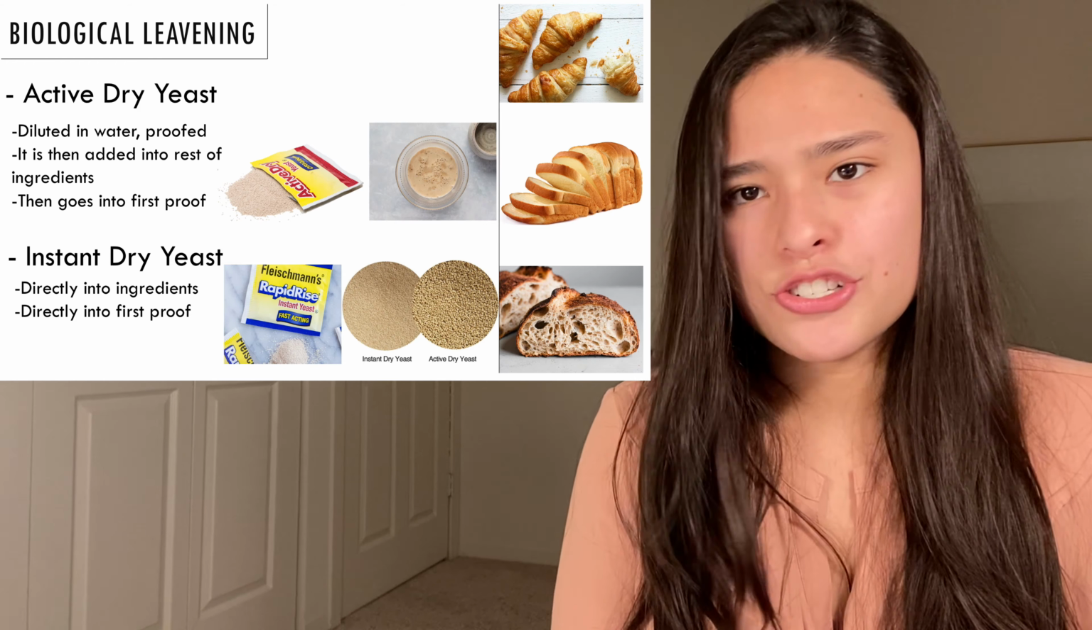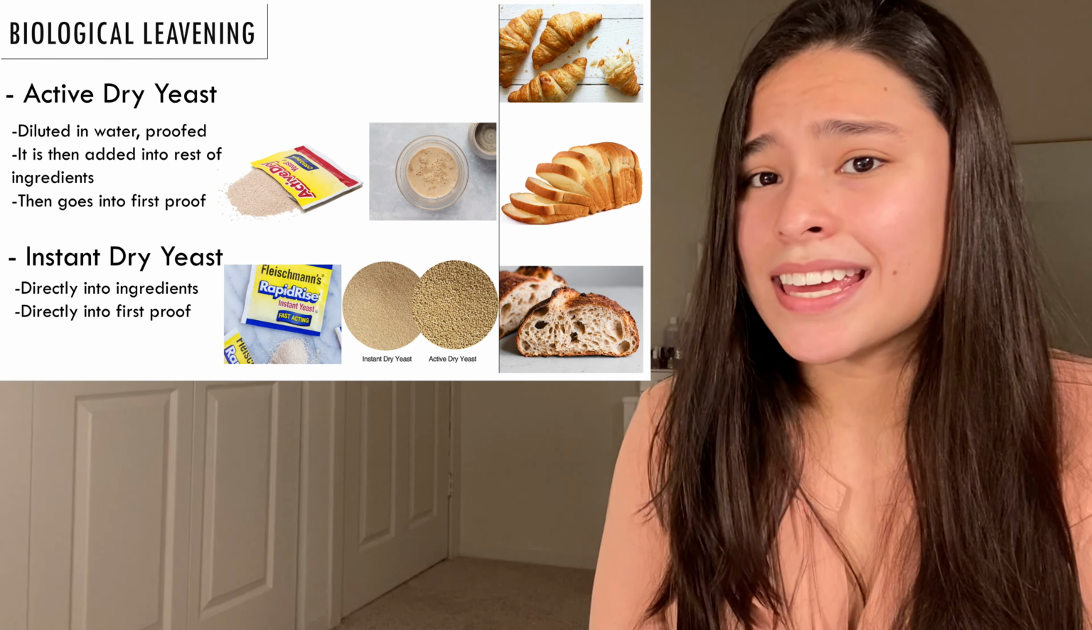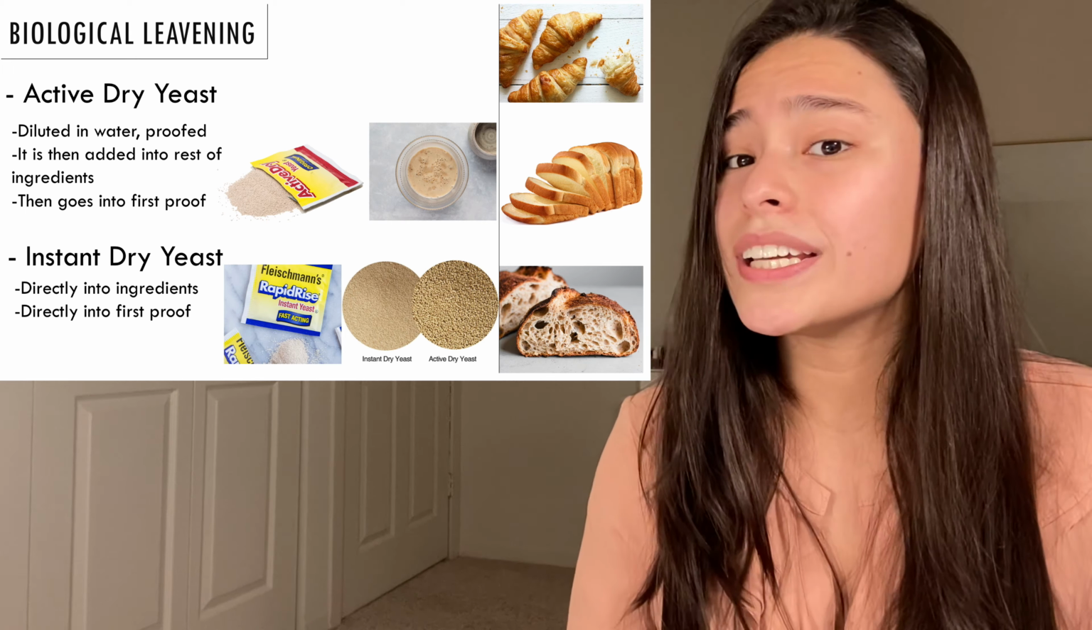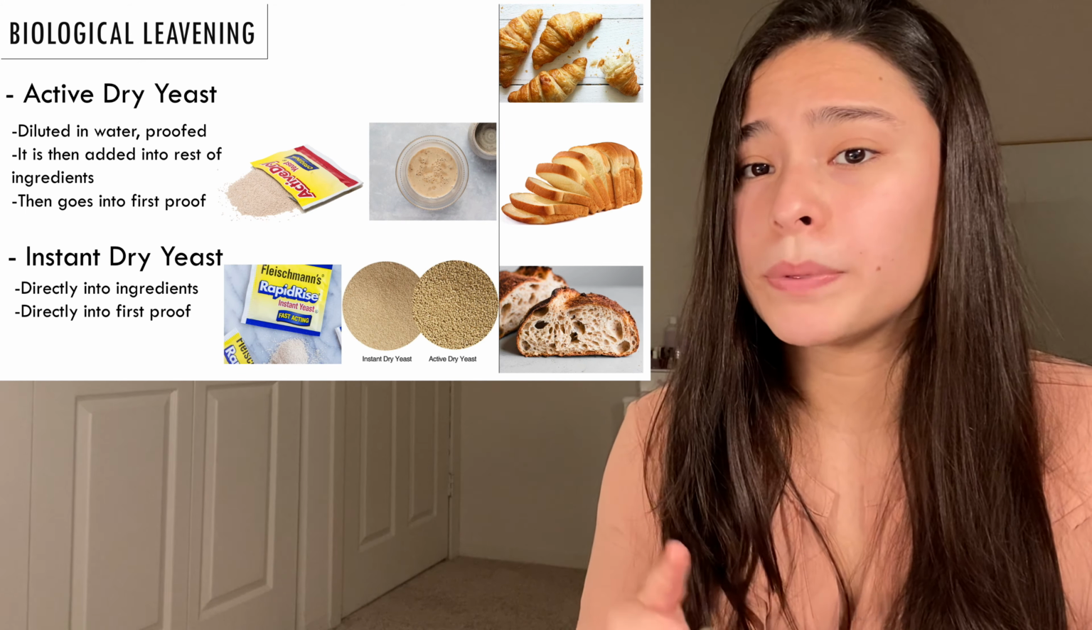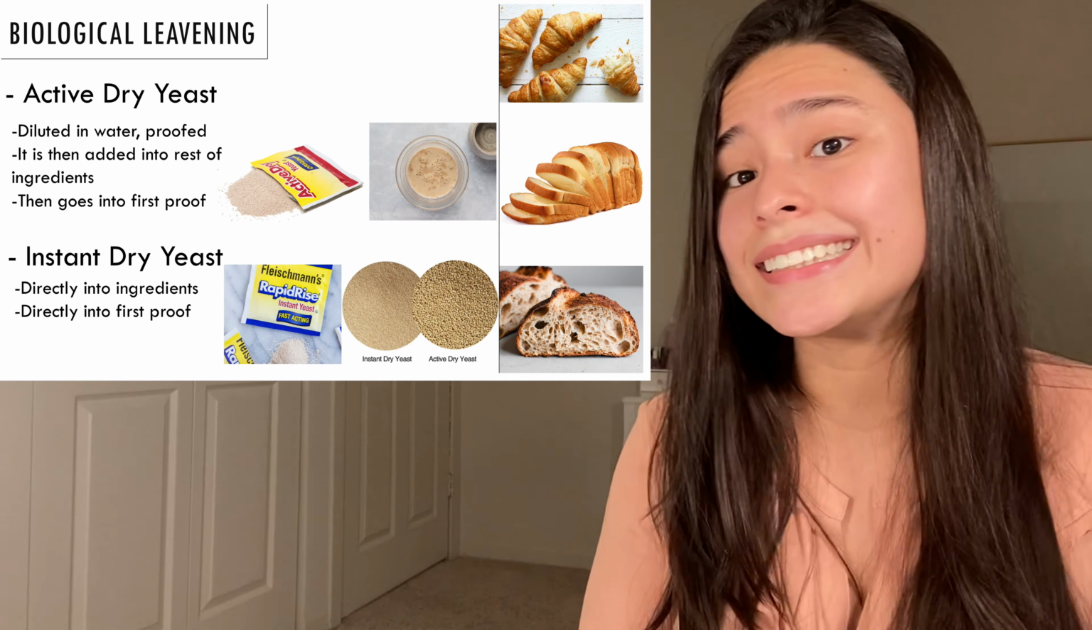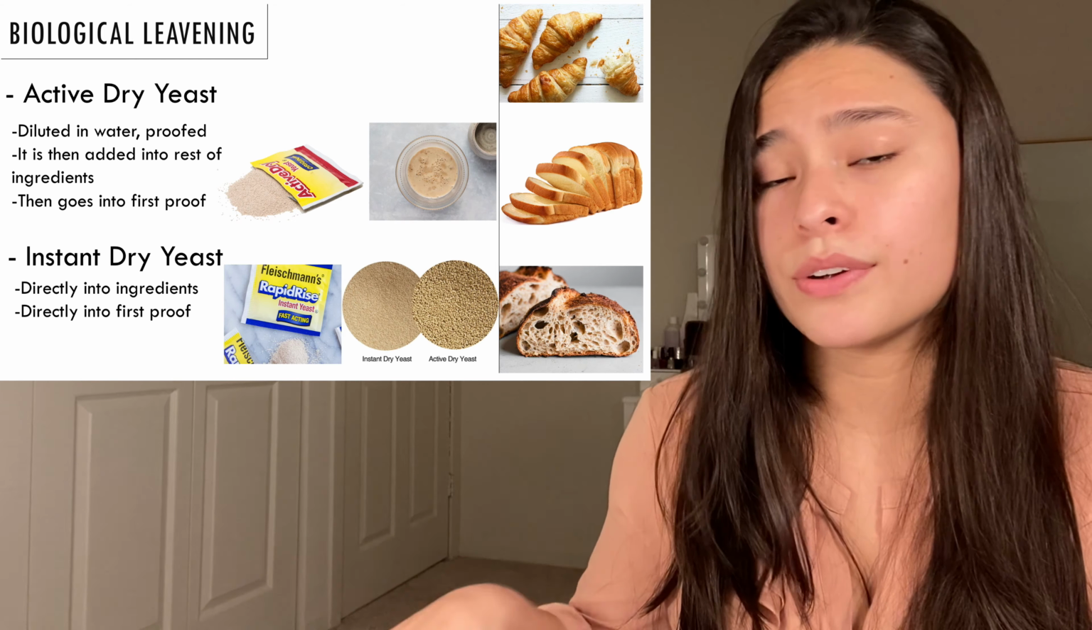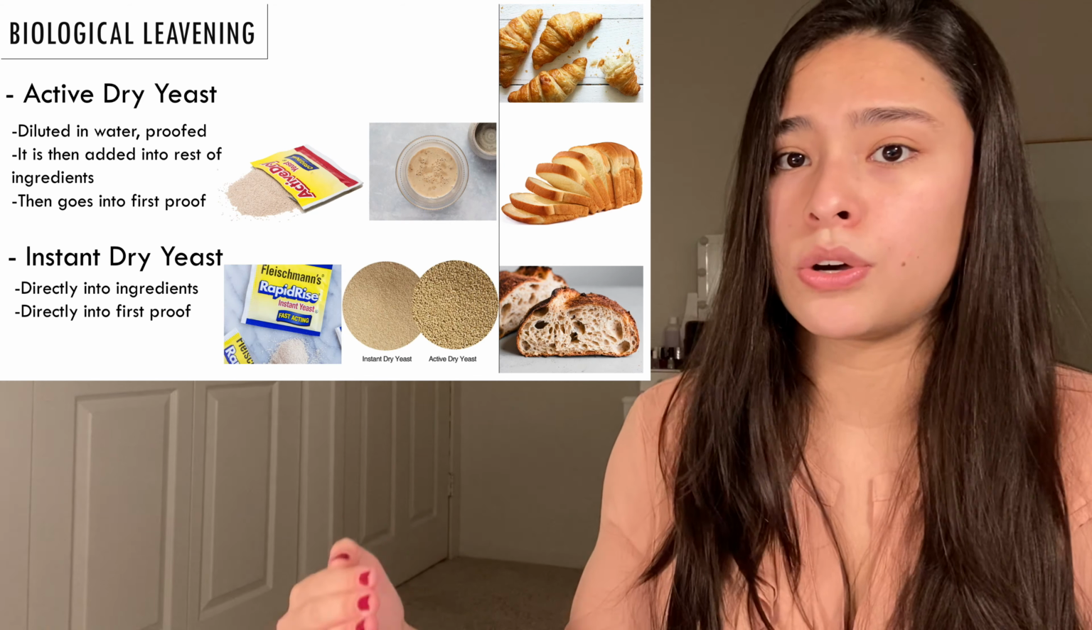Next, we have the instant dry yeast. It is exactly the same as the active dry yeast. The only difference is that it comes in smaller granules. So because it comes in smaller granules, you do not need to dissolve it in water. You can just add it to the rest of the ingredients and create the dough, and then the dough would go to the first proof.